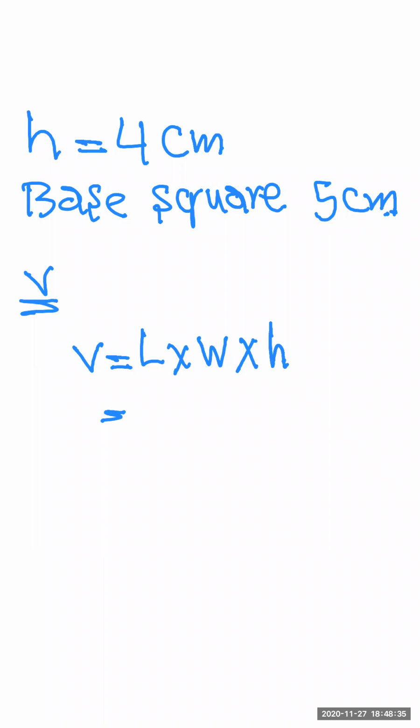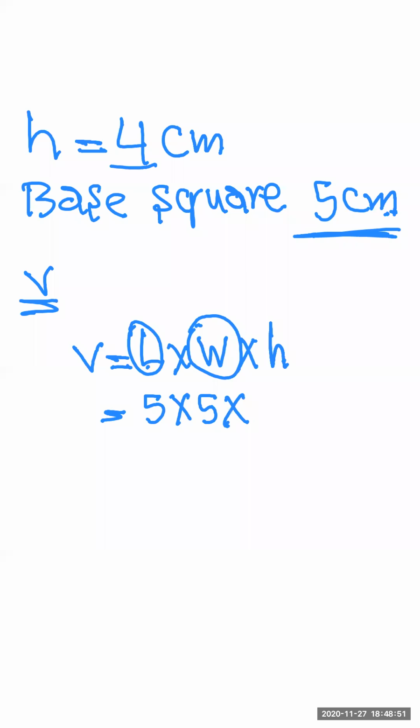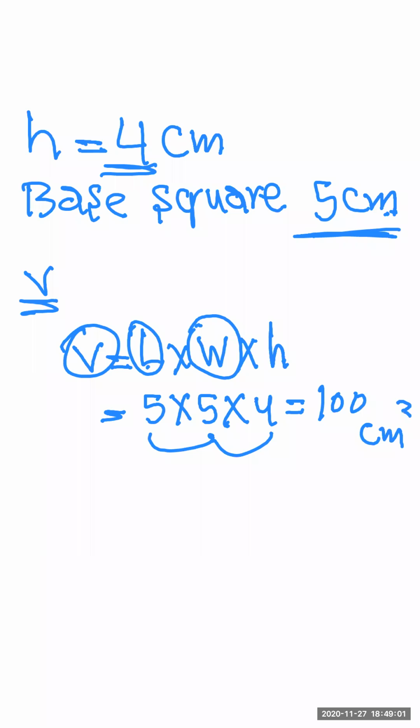Exactly. Here the base is a square, so length times width, or area of the base, equals 5 times 5 times the height, which is 4. So 5 times 5 is 25, times 4 is 100. This is volume, so cubic centimeters. Okay, guys, are we clear till now? Yeah.